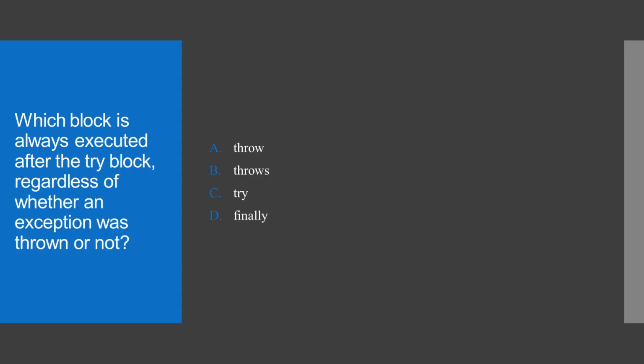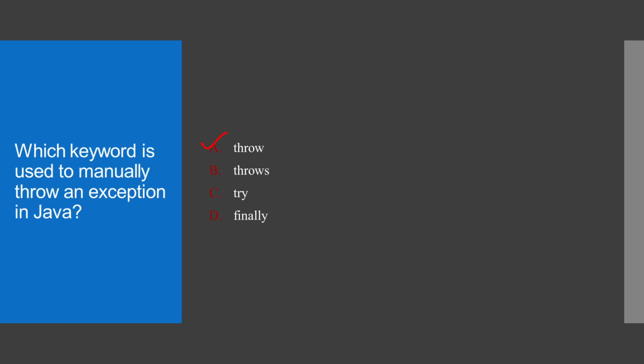This is our first question, which asks which block is always executed after the try block, regardless of whether an exception was thrown or not. So try to answer it. Yes, it is the finally block.